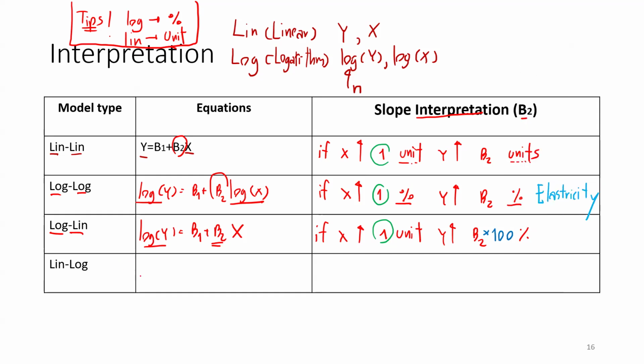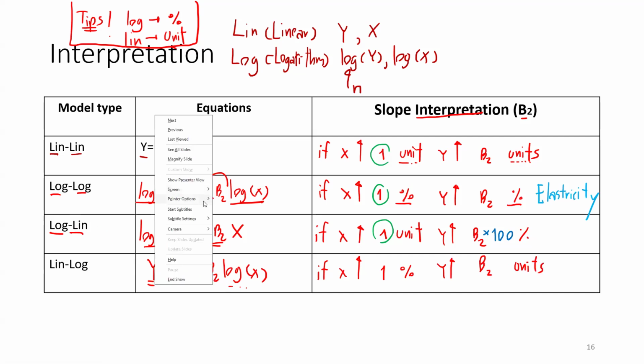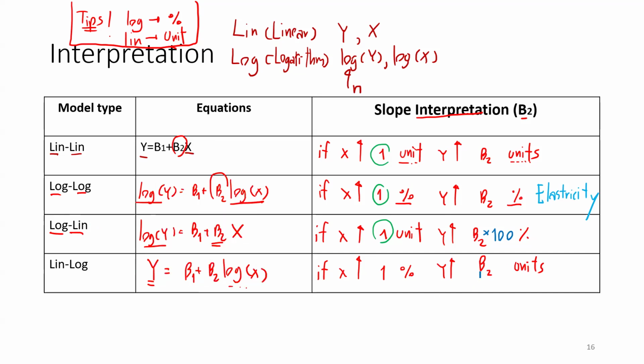And finally, the linear-log: y equals beta 1 plus beta 2 log x. So x has log, so you have to interpret it as percent. If x increases 1%, y increases beta 2 units, because y is linear. But to interpret this one, you have to divide it by 100.